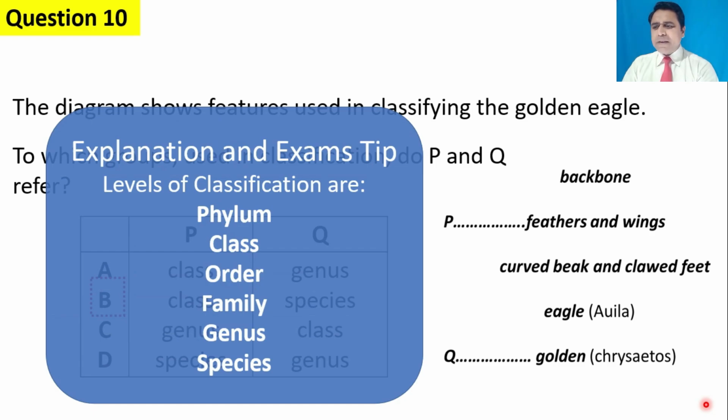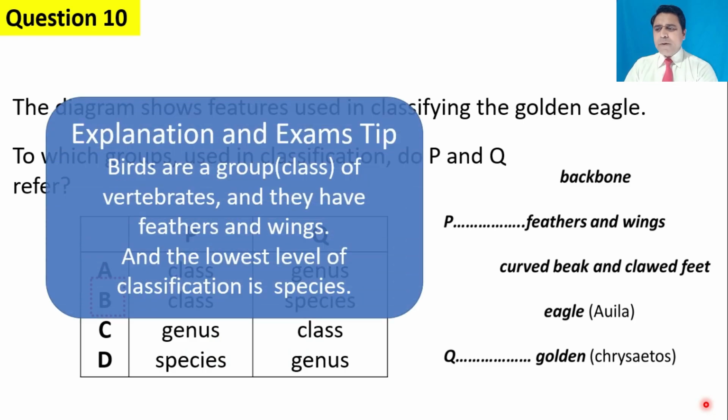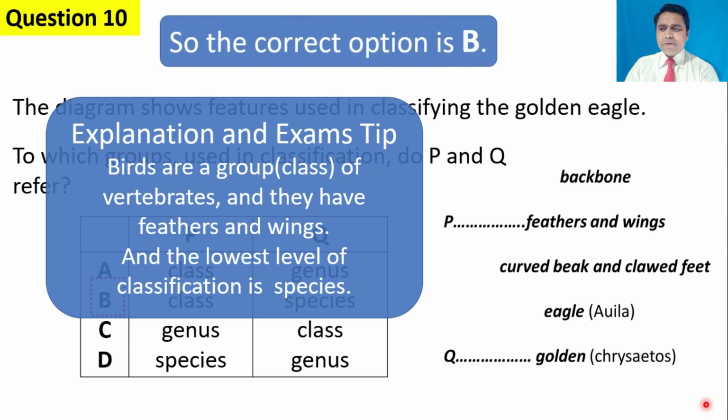Explanation. Levels of classification are phylum, class, order, family, genus, species. Phylum is the highest level and species is the lowest level. Birds are a group or class of vertebrates and they have feathers and wings. And the lowest level of classification is species. So the correct option is B.